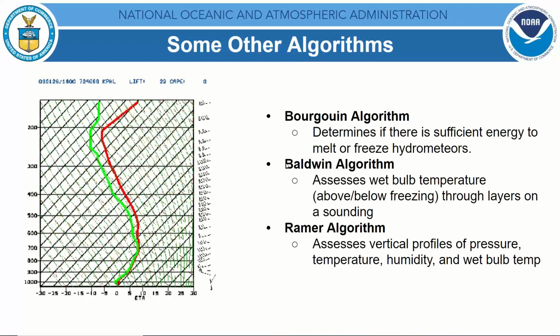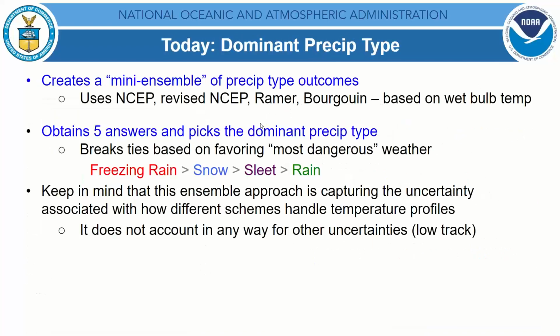There's also one called the Baldwin algorithm. It's been around for a long time. Uses the wet bulb temperature. So think about layers that are above or below freezing, kind of like I just talked about through layers on a sounding. And then there's the Raymer algorithm. It looks in the vertical, so looking up, it looks at differences in pressure, temperature, humidity, and the wet bulb temperature, so a little more complicated. But those are just some of the other algorithms used today.